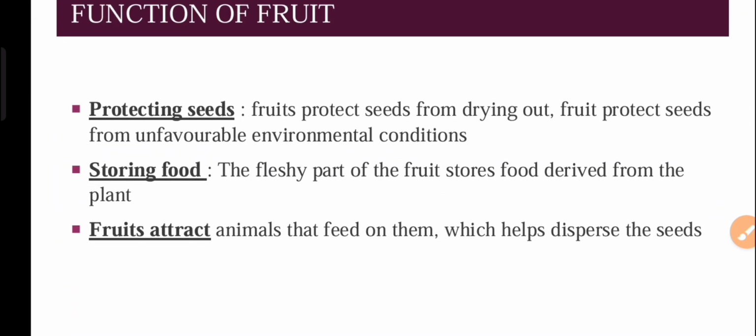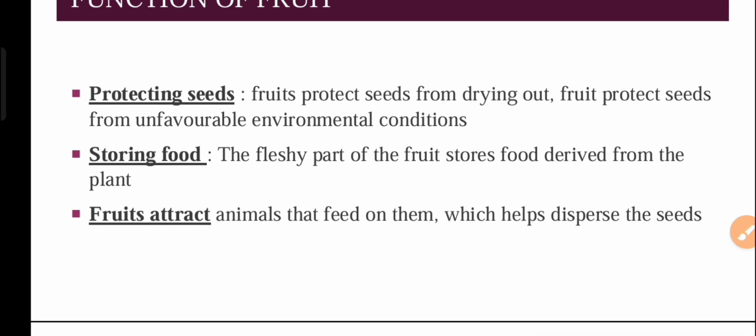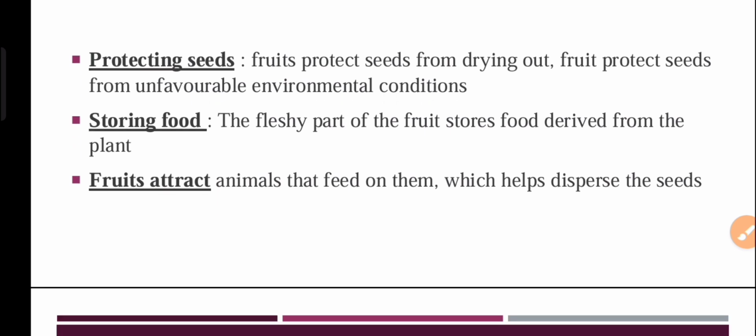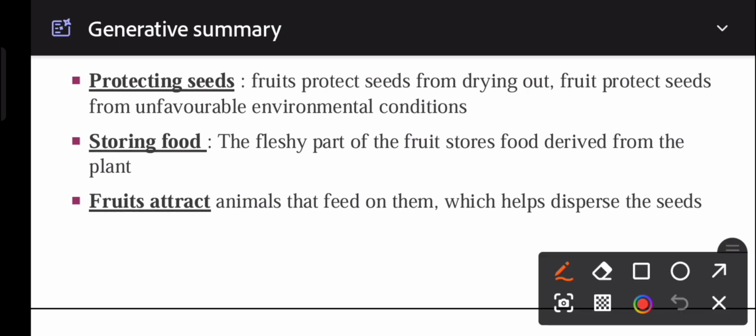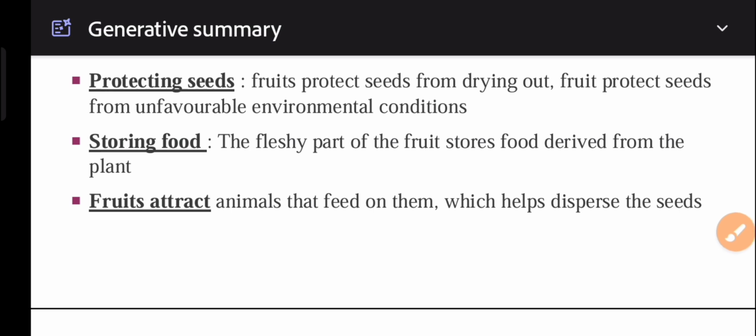Coming to the function of fruit. What is the function of fruit? It protects the seed. The seed is present inside the fruit, right? Fruit protects the seed from drying out and from unfavorable environmental conditions. And then it stores food. The fleshy part of the fruit stores food derived from the plant. That is the pericarp part.